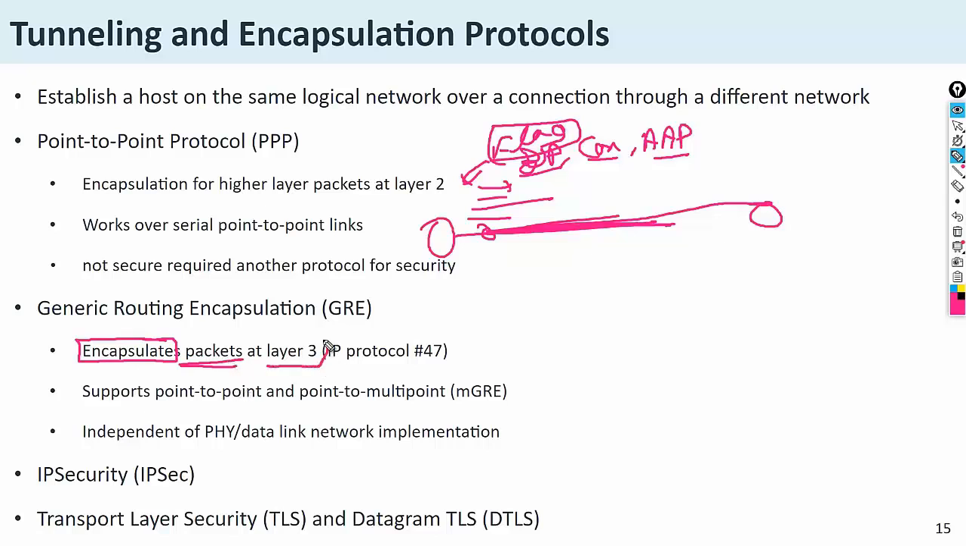This type of header is added on layer number 3. So this all supports point to point, meaning one device to another device. Other is point to multipoint, meaning one device can be connected to multiple devices. Okay. So Generic Routing Encapsulation happens on an independent or data link network implementation.